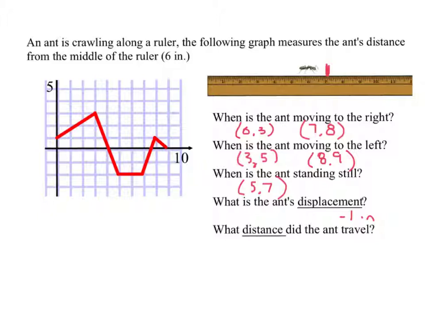But distance, well, here we moved 2 inches forward, then we moved 5 inches backwards, then we moved 3 inches forward, and then we moved 1 back, for a total distance traveled of 11 inches.